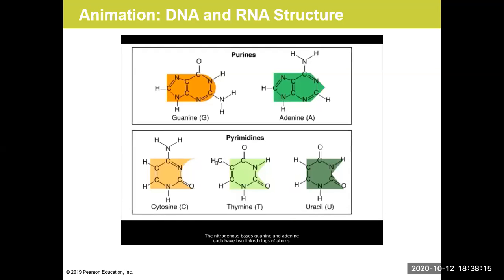The nitrogenous bases guanine and adenine each have 2 linked rings of atoms. They are called purines. Cytosine, thymine, and uracil each have a single ring, and these 3 bases are called pyrimidines.